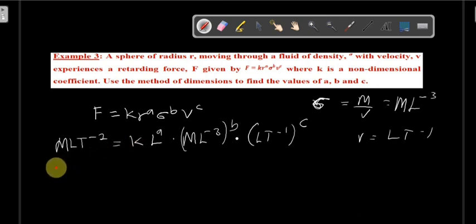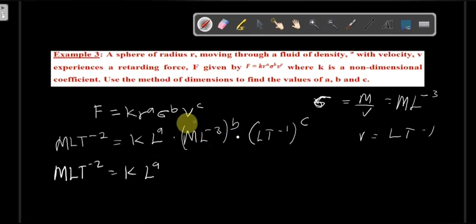Okay, so on the left hand side, we have M L T minus 2. Your M should be a capital letter, equals K L raised to power a. So when I expand the bracket, you're going to be using a lot of the laws of indices. So when I expand this, I'm going to have times M raised to power b, L raised to power minus 3b, by applying the laws of indices.